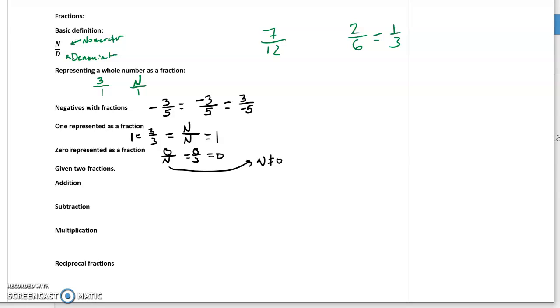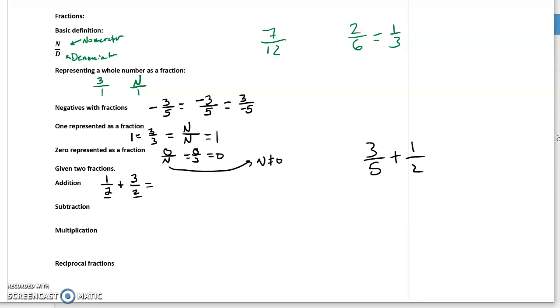Now, given 2 fractions, when we add fractions, something needs to be the case. I can't just take 3 over 5 and add 1 over 2 right away. There's something that needs to be consistent here. Can you think about what that might be? So what we need here is what's called common denominators. So 1 over 2 plus 3 over 2, these denominators, the wholes, match up. We cannot combine parts unless the whole values in the denominator match up.